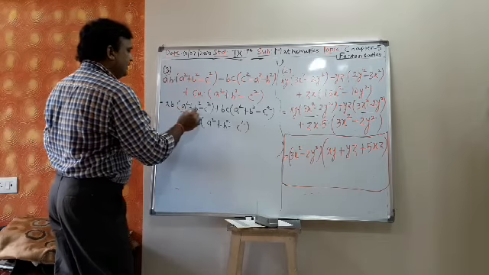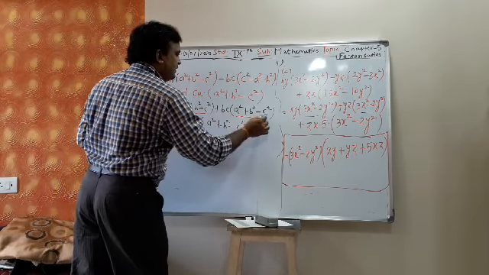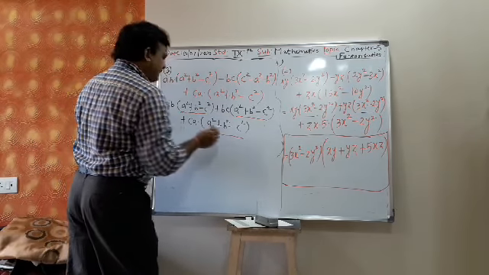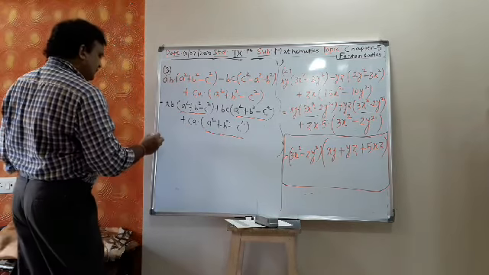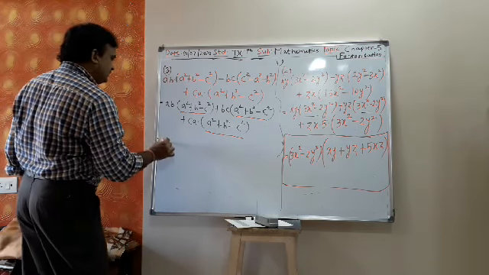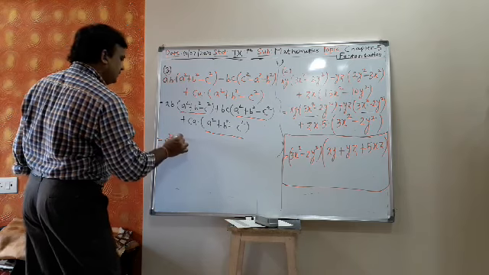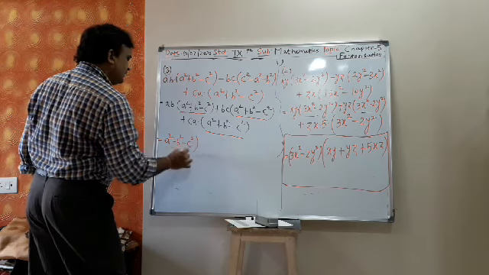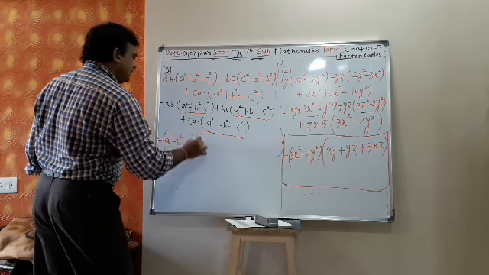Now this is the common factor, a square plus b square minus c square. This is the common factor which I will take common from all the three terms.